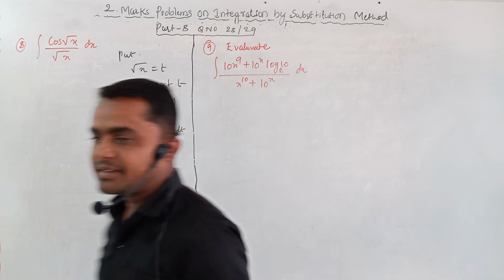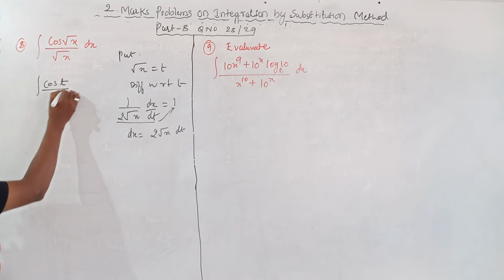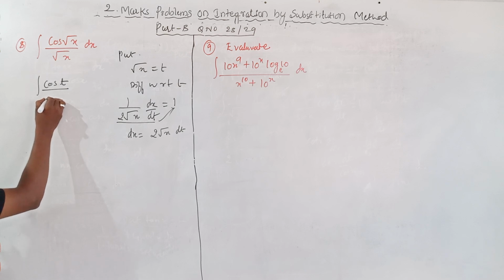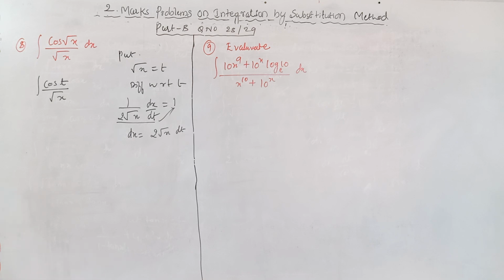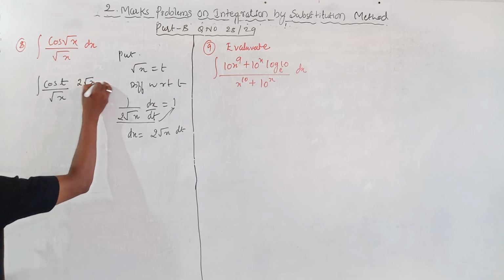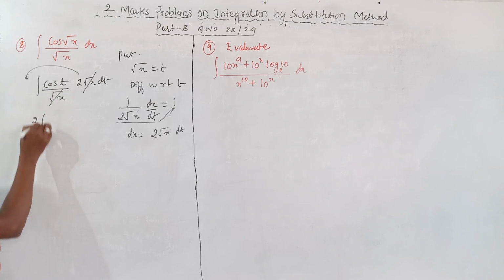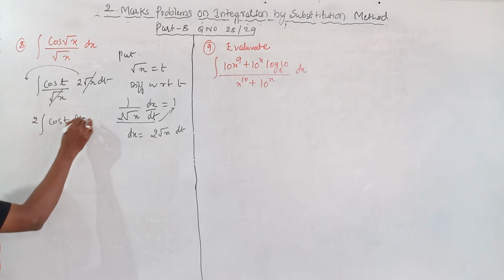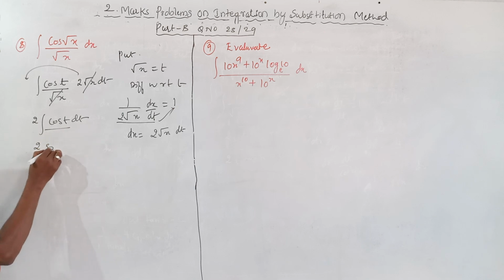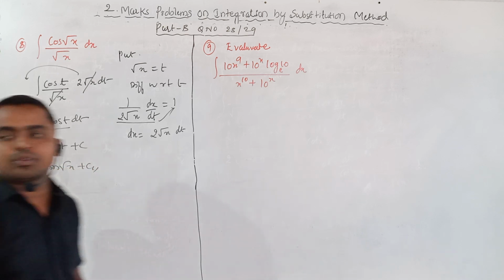Then come to cos t divided by root x. Root x stays as it is, and cos t, because we are to cancel this root x. dx means 2 root x dt. This root x cancels. Take 2 outside. Integration of cos t dt, and the integration of cos is sin t plus c. What is the value of t? Sin root x plus c.